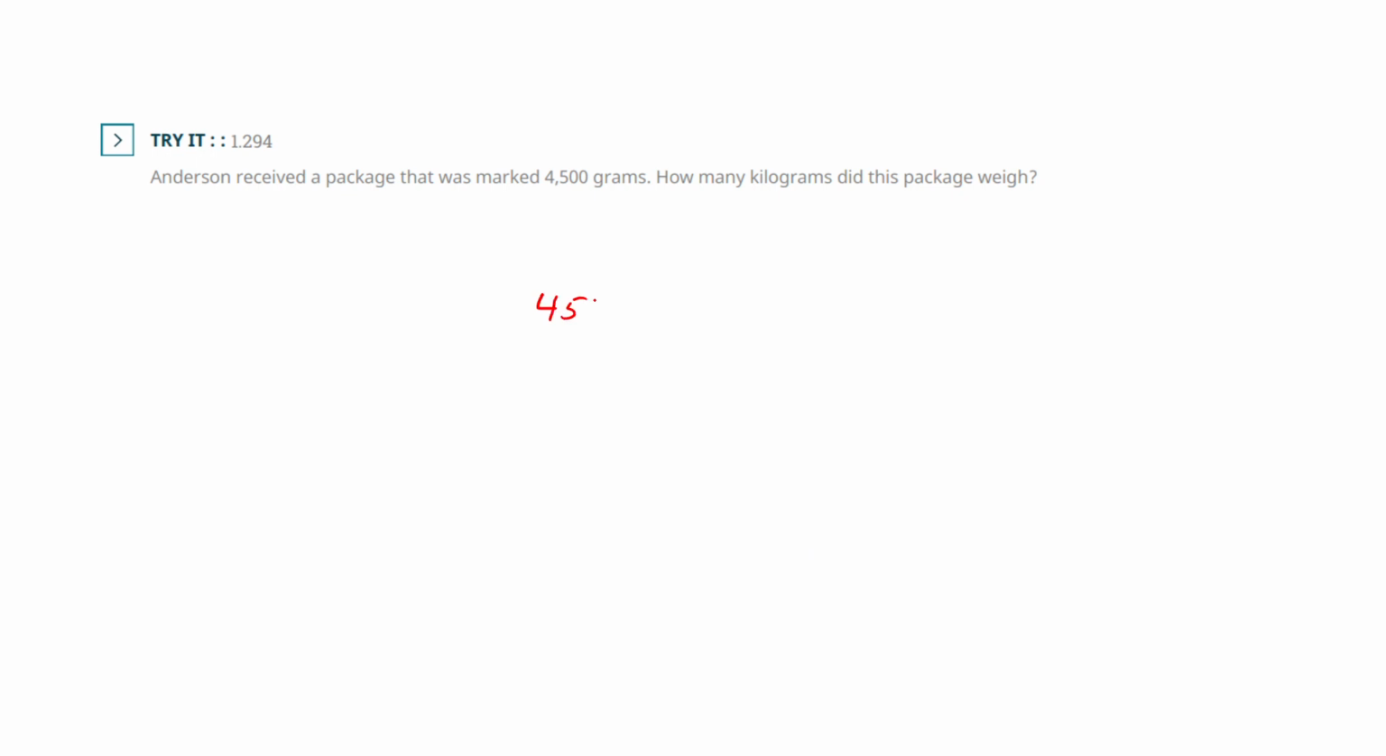Okay, another one of the same here. Grams. I have 1,000 grams in 1 kilogram. So 4,500 over 1,000. So dividing by 1,000 moves it back 3. 2, 3. I get 4.5 kilograms.